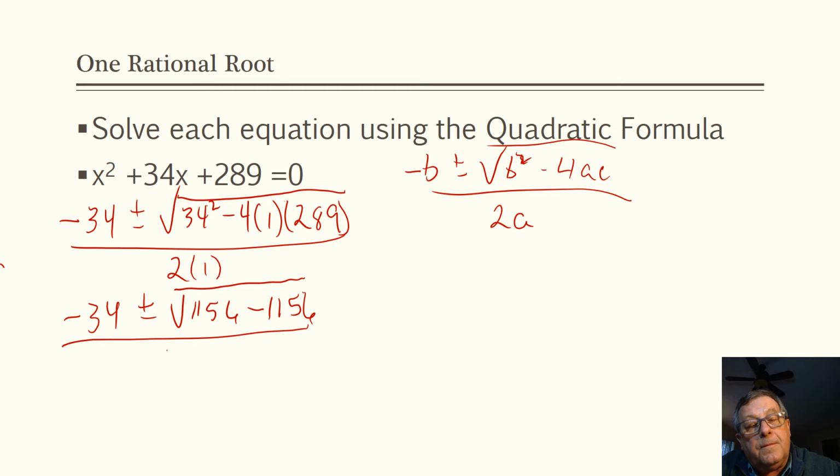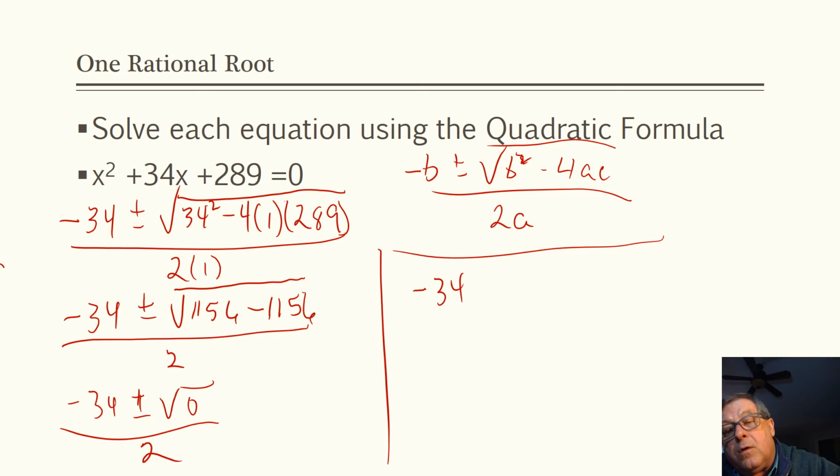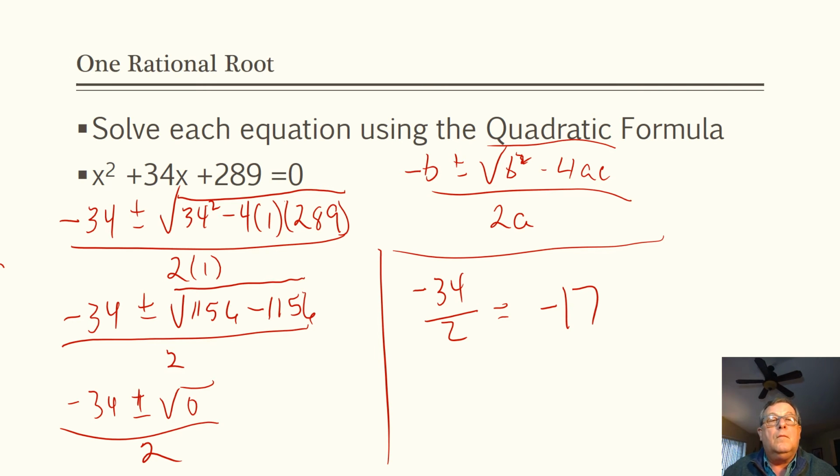Over 2, and then we got negative 34 plus or minus the square root of 0 over 2, and the square root of 0 is just 0, so we got negative 34 over 2. And negative 34 divided by 2 is negative 17. Shazam! So x squared plus 34x plus 289 has the root negative 17.